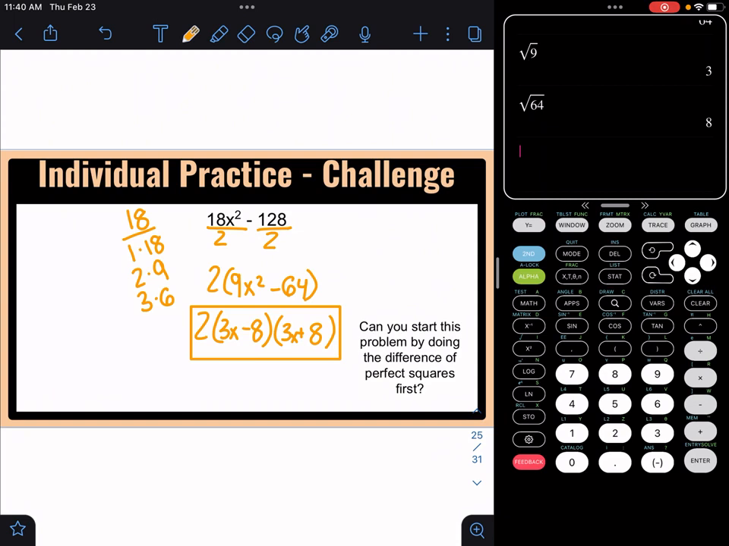And in this case, we could not start this problem by doing the difference of perfect squares first because 18 is not a perfect square, and I don't think 128 is either. So we literally couldn't do the difference of perfect squares yet. We had to factor out the GCF in order to be able to do that.